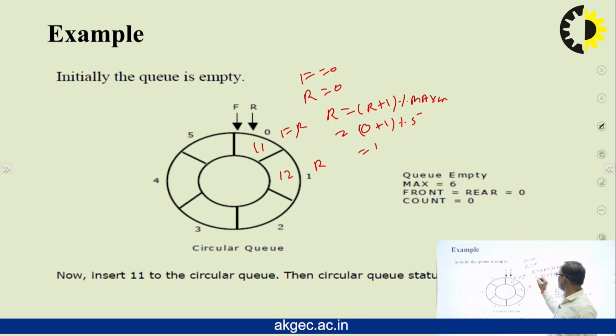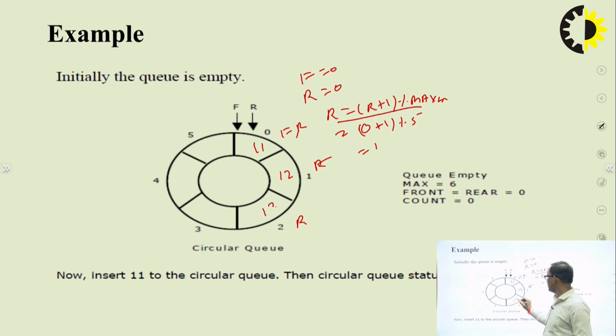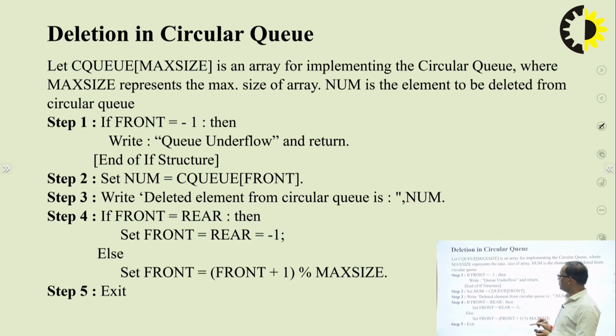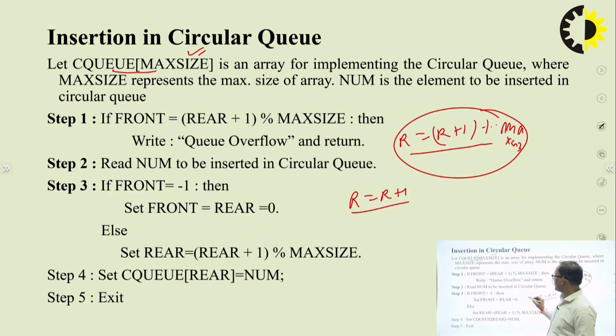Again, when we perform this formula, we perform the circular increment of the rear, and I will obtain rear is equal to 2. So the next element will be inserted here. Again, the next element will be inserted here. To insert an element, we use this particular formula: rear is increased by (rear plus 1) modulus max size, and this represents the circular increment.